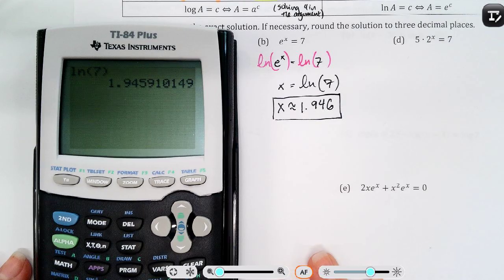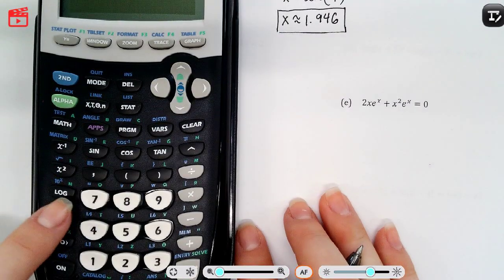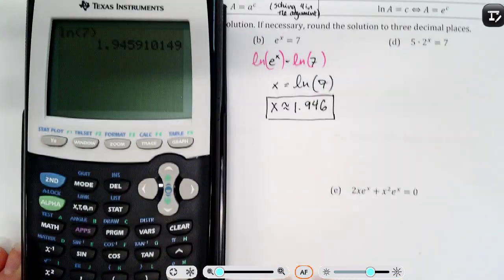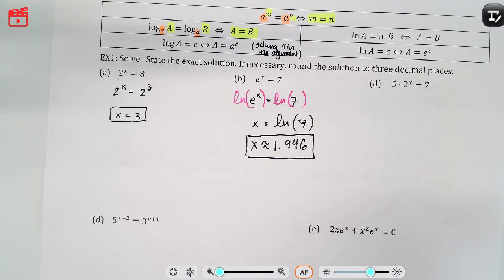In case you were wondering how I got that, it took me a while to figure out that one. There's your natural log button right there. My other calculator died, so I got a new one.